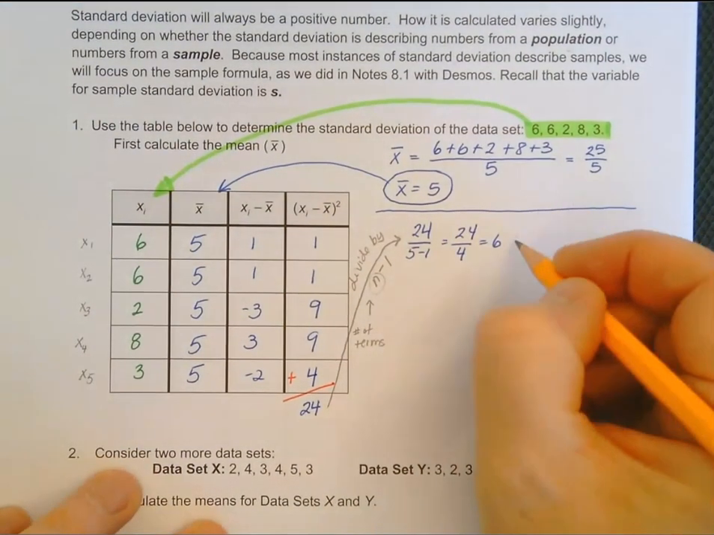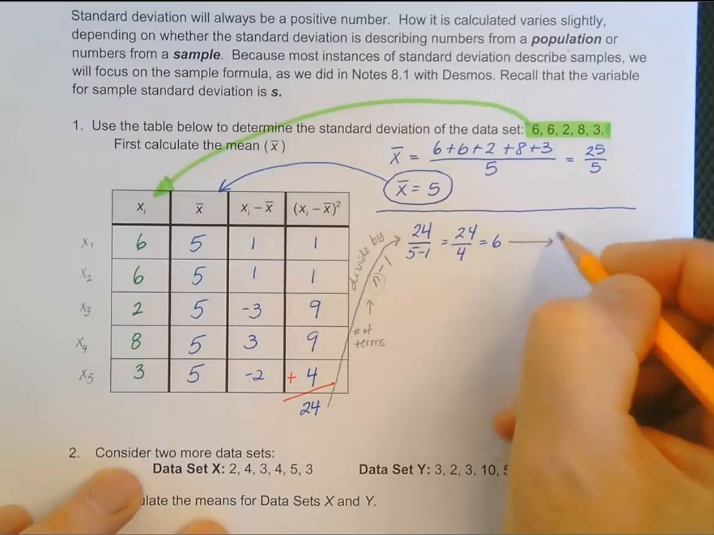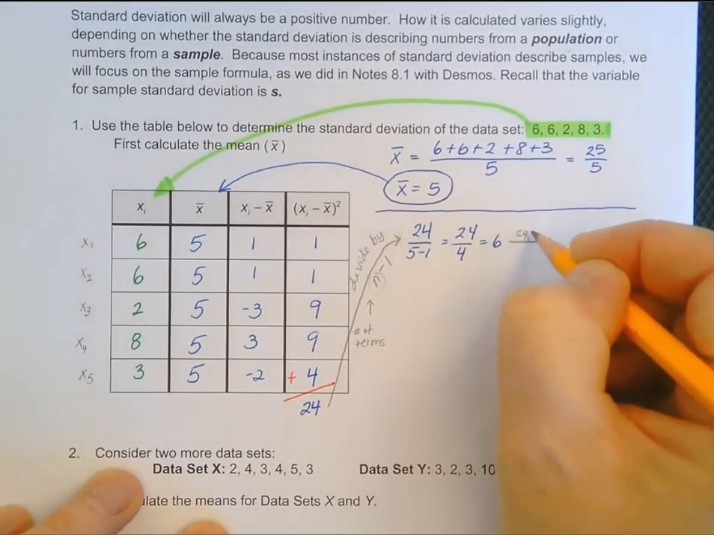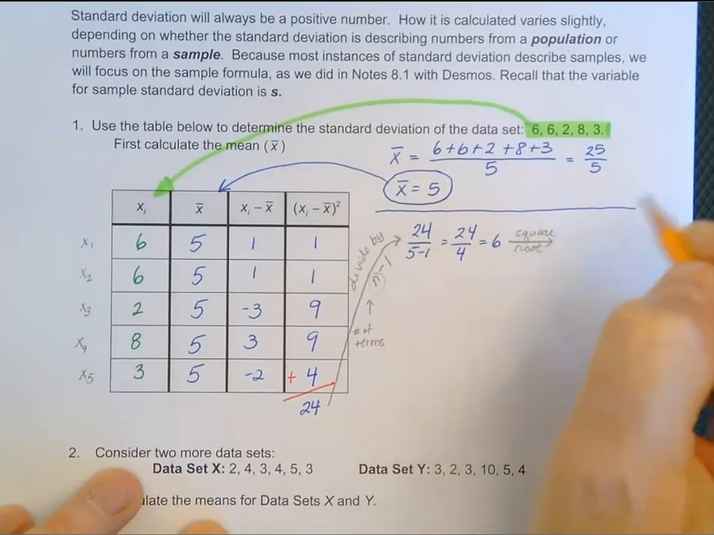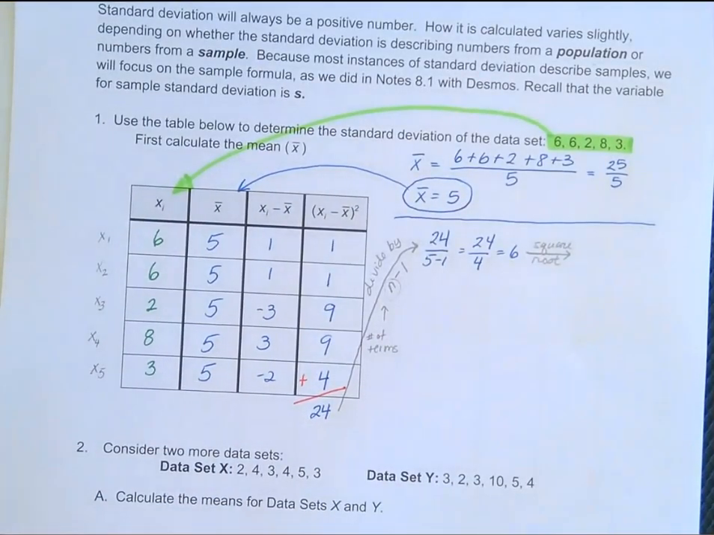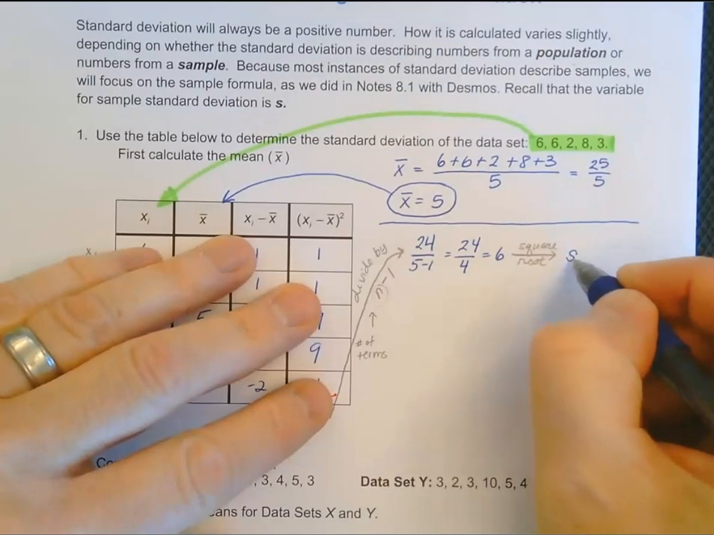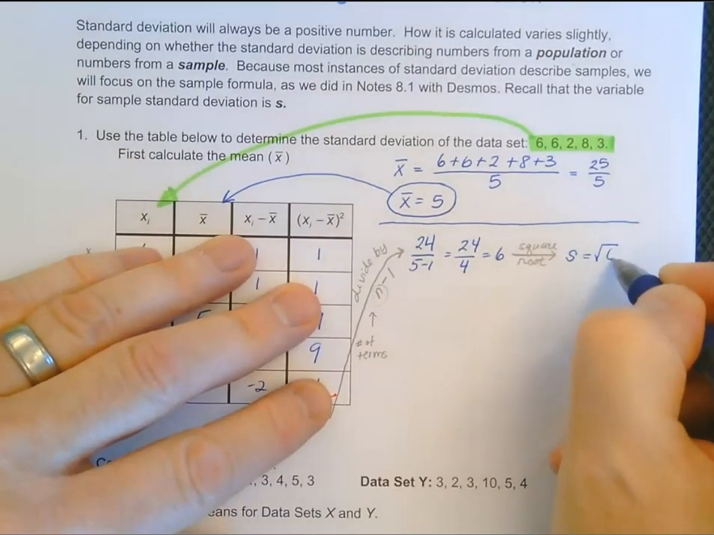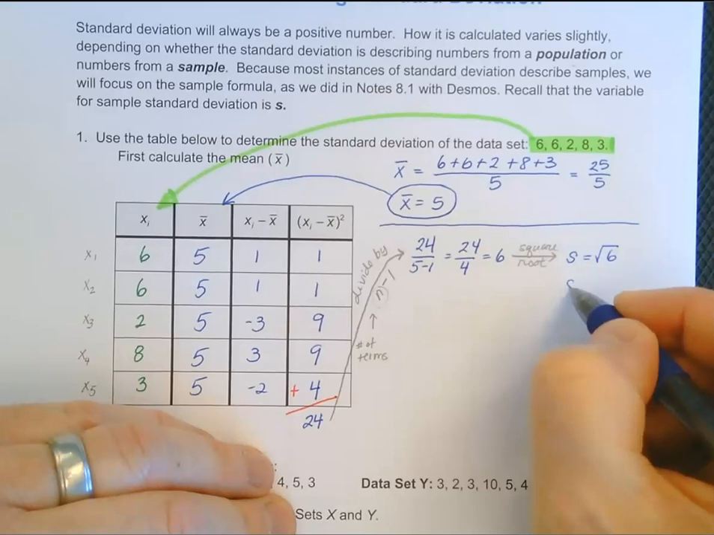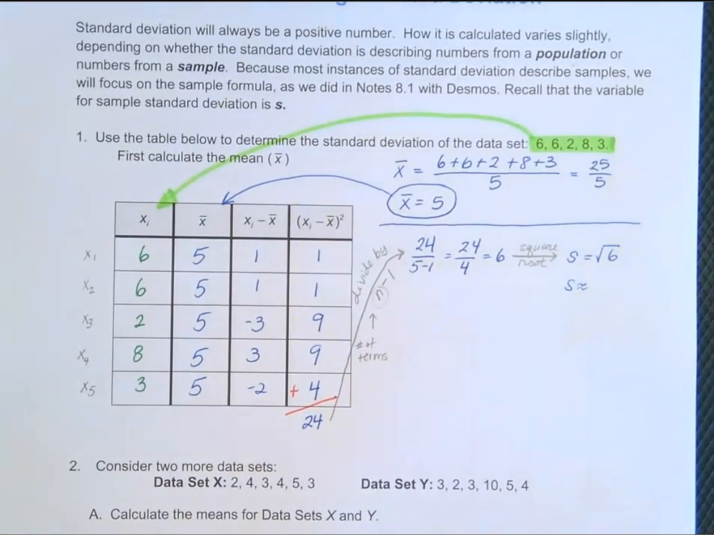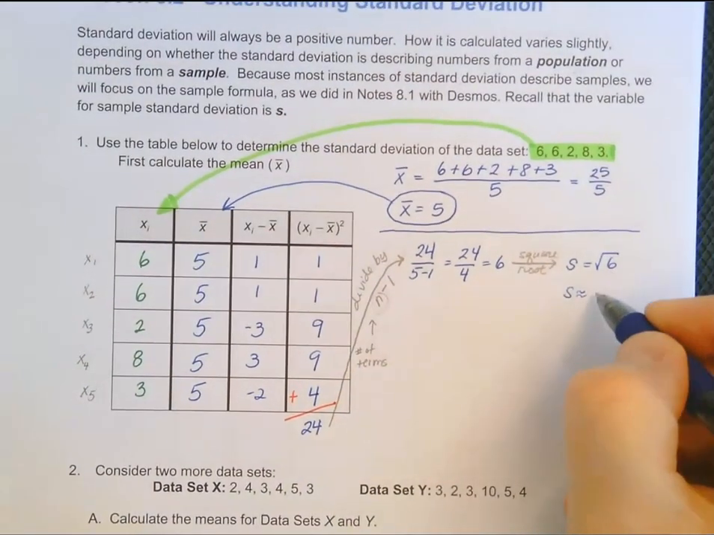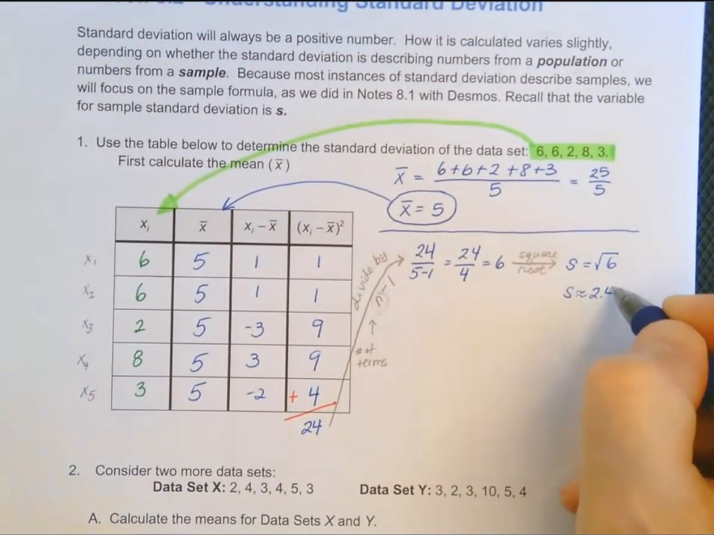Okay. And then the next step, you're going to square root. So the standard deviation is going to be the square root of 6, which means that the standard deviation is approximately, and when I put the square root of 6 on my calculator, I get 2.46.